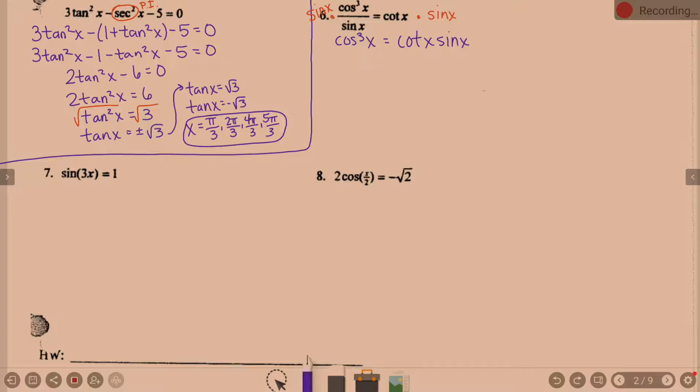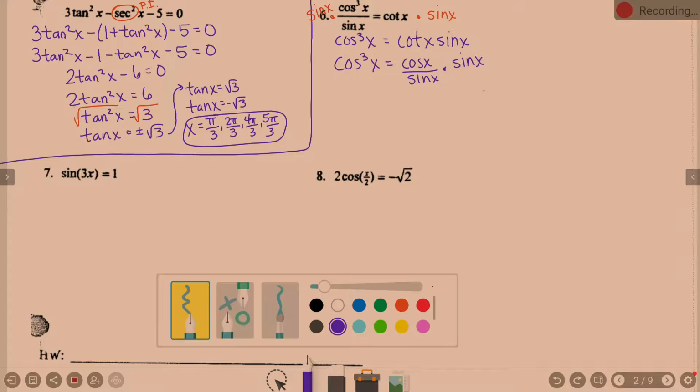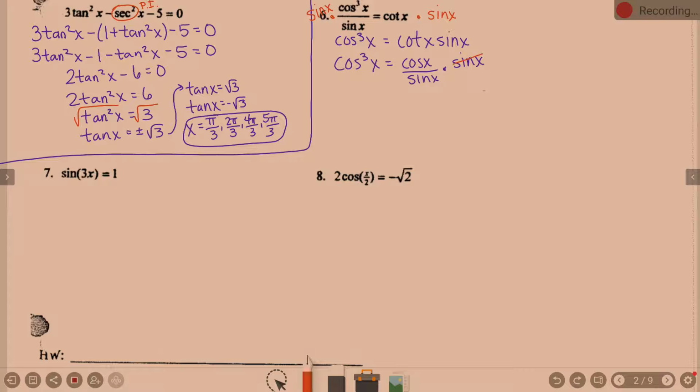Okay, so yeah, several different ideas here. I do like the idea in this case. Let's turn cotangent into cosine over sine. So we're using a quotient identity. So cosine cubed x equals cosine x over sine x times sine x. What's the advantage of turning cotangent into cosine over sine there? The sine on top can cancel with the sine on the bottom, yes?